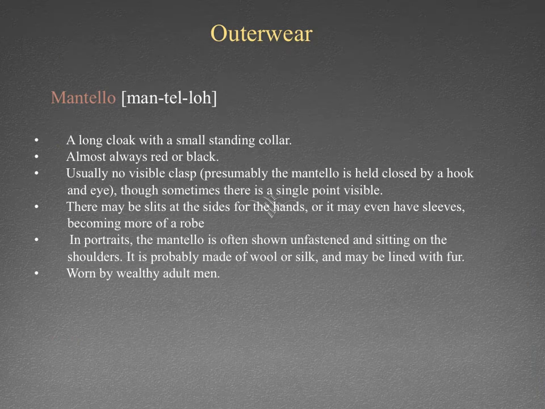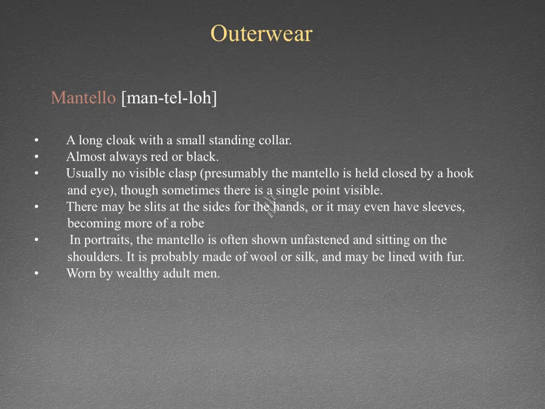Then for outerwear for men, they're wearing cloaks still. In Italian, this is a mantello. Popular colors in the Renaissance were red and black. And usually there's no visible clasp. So this is a change from that kind of Viking, Frankish, Saxon look where there's a giant clasp holding the cloak shut. On Italian cloaks, on the mantello, it's invisible. And they may have slits down the sides for the hands or the arms to go through. Sometimes they add these little sleeves, and then I'm like, is it really a cloak anymore? Now it's a robe, but whatever.